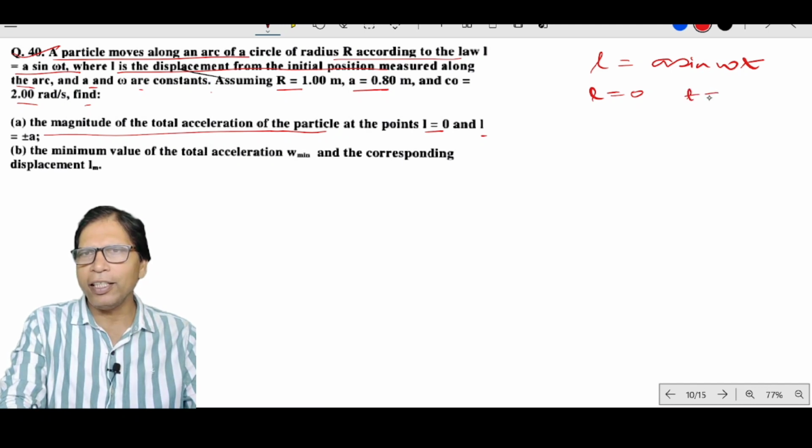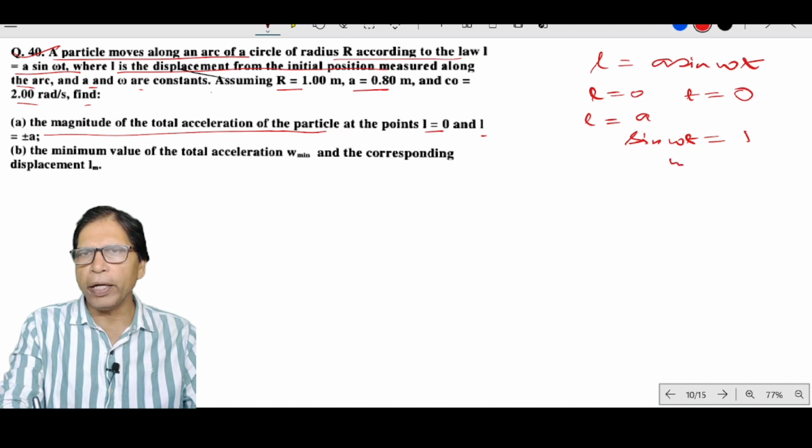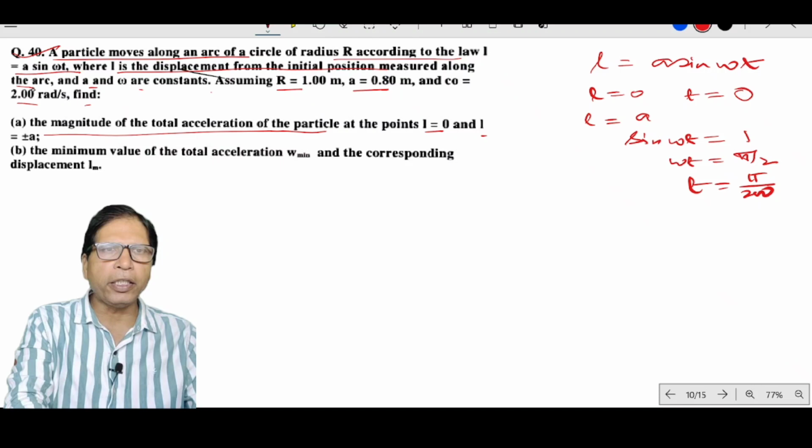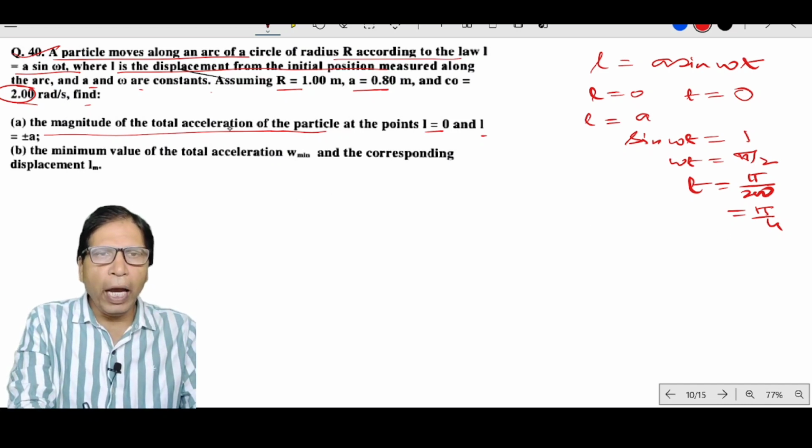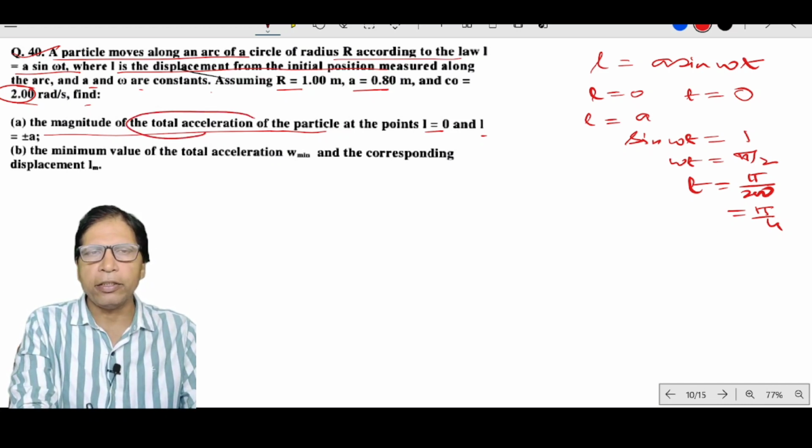Look at this, when L equals 0, t equals 0. When L equals A, sine omega t equals 1. Therefore, omega t equals pi by 2. Therefore, t equals pi by 2 omega. Here omega is given, omega is equal to 2. So t equals pi by 4. Okay, no problem. Now, we have to calculate the total acceleration.